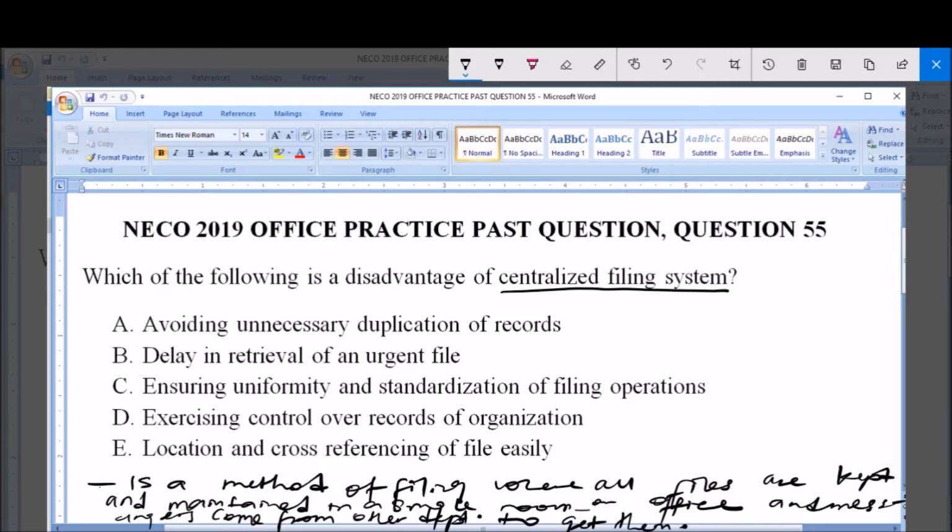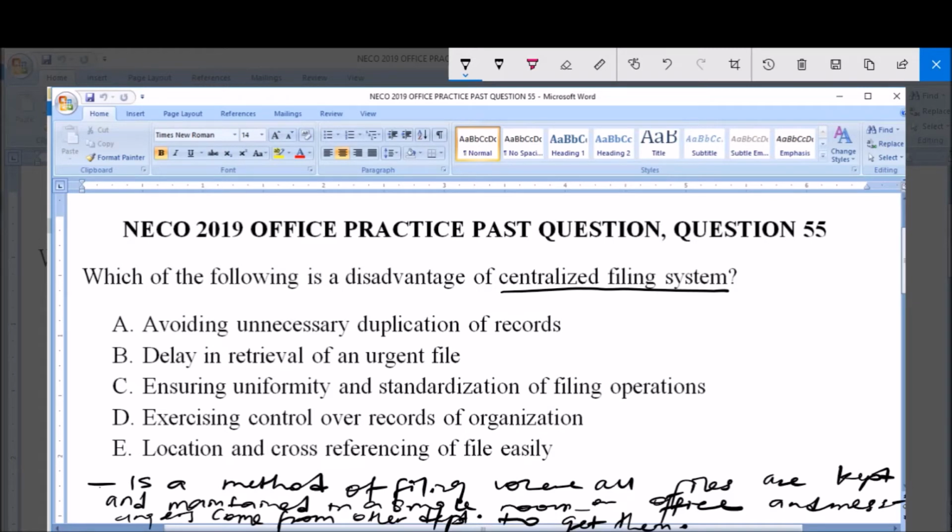So in terms of a centralized filing system, the files are kept and maintained in a single office or in a single room. So whenever any member of a different department needs a file, they simply come to this particular office or room to get it. Now, this centralized filing system has its advantages and disadvantages, but the question here is asking us to pick out a disadvantage of the centralized filing system.